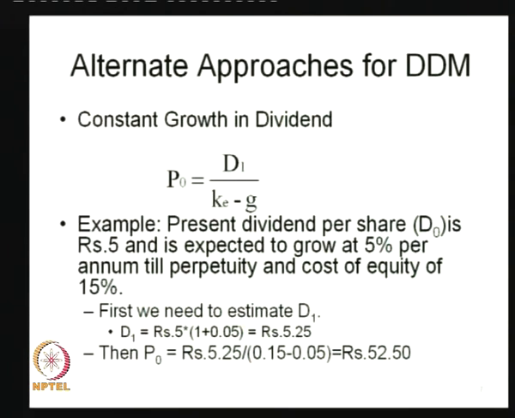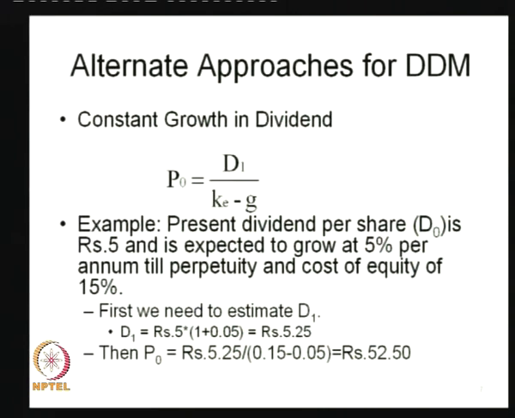In this case, we have the dividend of the next year, that is D1 divided by KE minus G. So, this is nothing but dividend with a growth. If you look at this example, the present dividend per share is 5, which is expected to grow at 5% per annum till perpetuity. That means it is a stable stage and is going to grow at 5%, so the growth is not going to change over a period of time, and the cost of equity is, let us say, 15%.